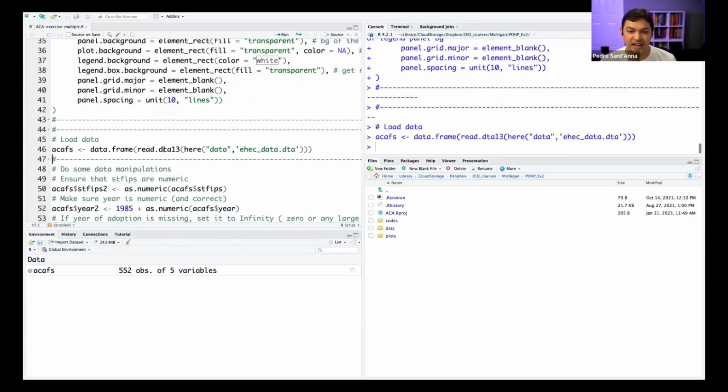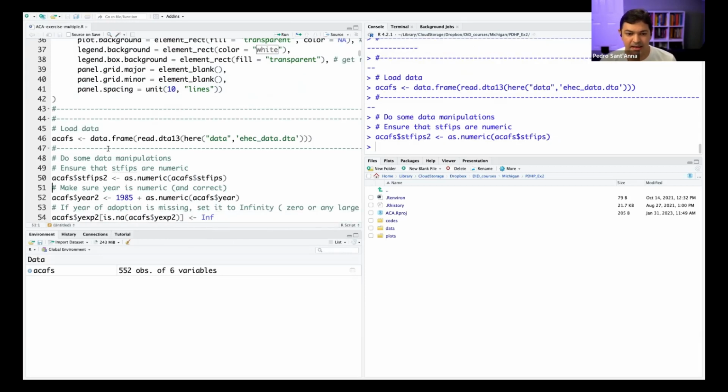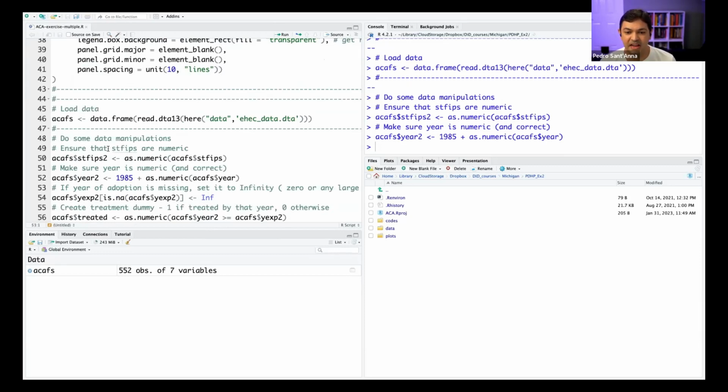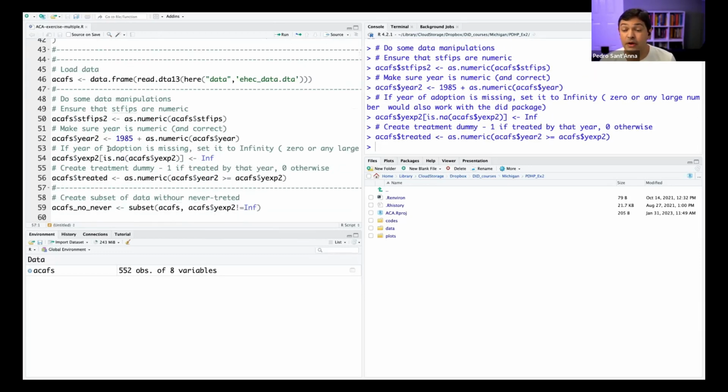So I'm going to load the data, which is the ACA exercise, right? I'm making some transformations to ensure that my data is stored properly to do my analysis in R. I document all these transformations over here.